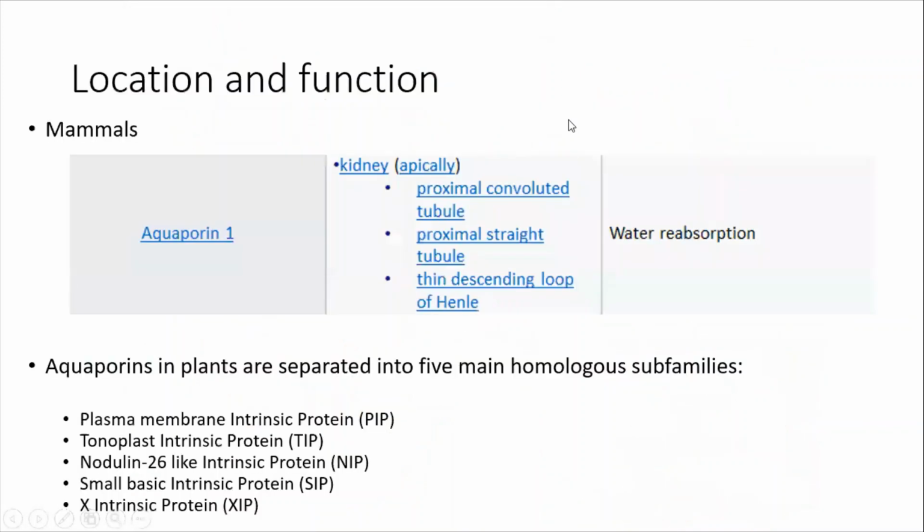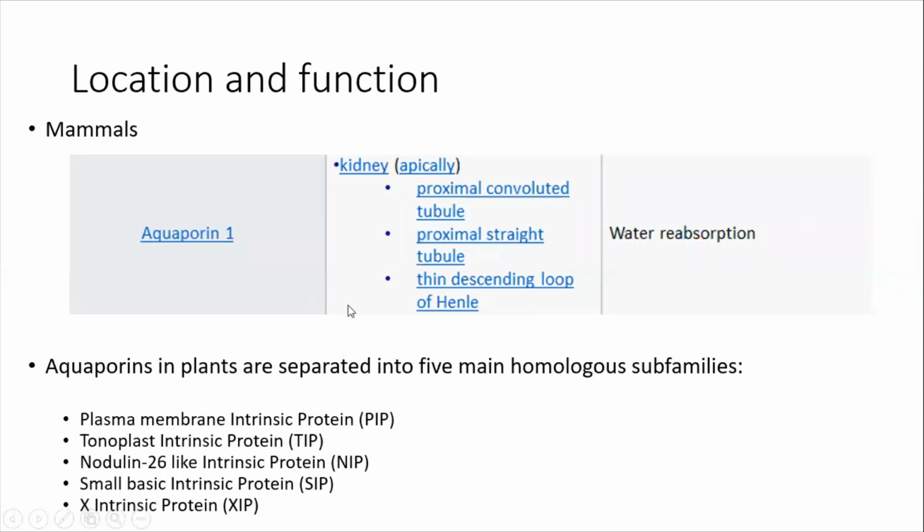Now, location and function, this is important. So where do you find these aquaporins? Mainly in the kidney. We know that the kidney is responsible for the maximum water reabsorption. So it is present on the proximal convoluted tubule and the thin descending loop of Henle. Everywhere these aquaporins are present, helping in water reabsorption.